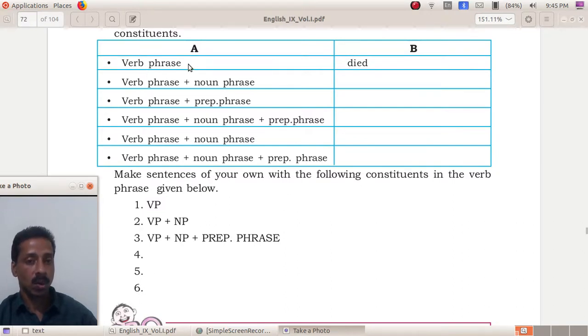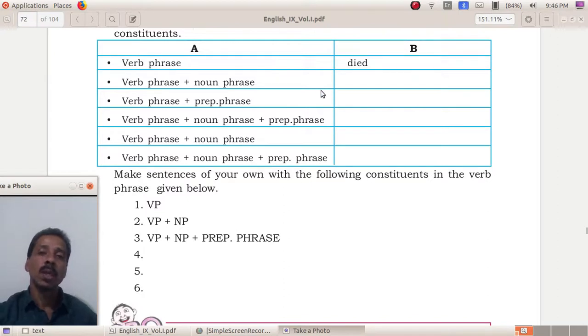So this is the structure given. Sometimes a single verb can be used. Then verb plus noun phrase. Verb plus prepositional phrase. You have to write down examples here. Verb plus noun phrase plus prepositional phrase. So sometimes, for the exams also, it will be asked. That means the structure will be given and you will have to write sentences in the above pattern.